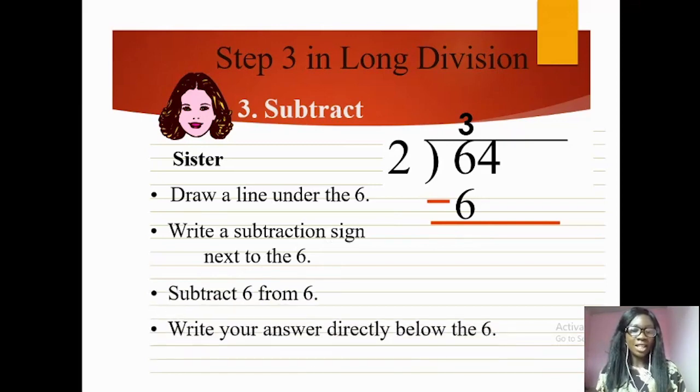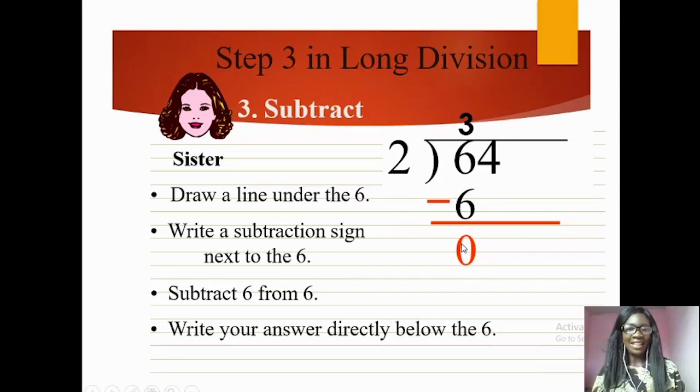Now sister also say subtract 6 from 6. Okay, so meaning that 6 from 6 we're going to what? Subtract it, and we'll write our answer directly below what? 6. So guess where our answer will be? It will be at this point. So 6 minus 6 will give us what? 0. So we are done with what? With sister, which is what? Subtraction.